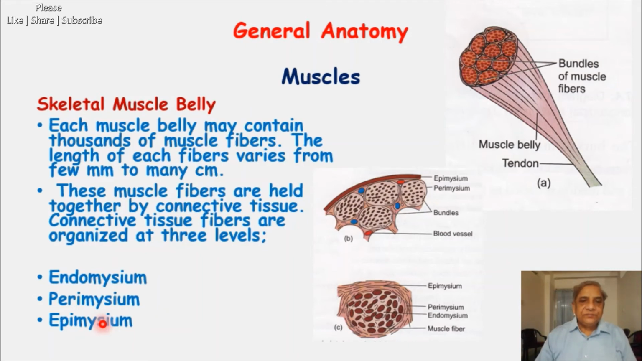And then there is a special feature of this connective tissue: it provides a space through which the blood vessels will pass, in the perimysium, in the connective tissue septa formed by the perimysium. Blood vessels and nerves travel there. Now, this is the structure of the belly of the skeletal muscle fibers, right? Let's move to the next slide.